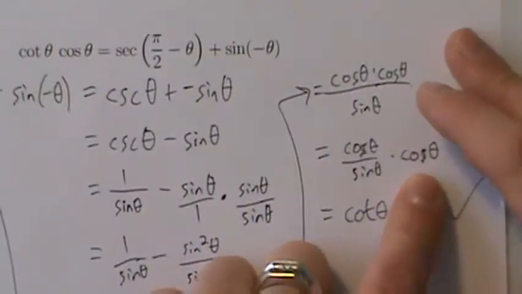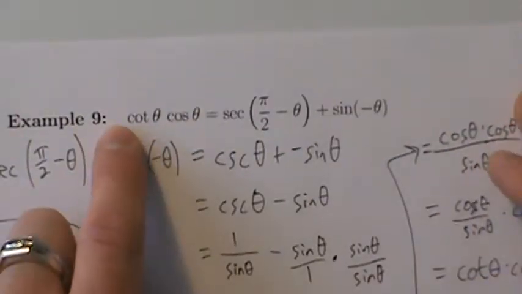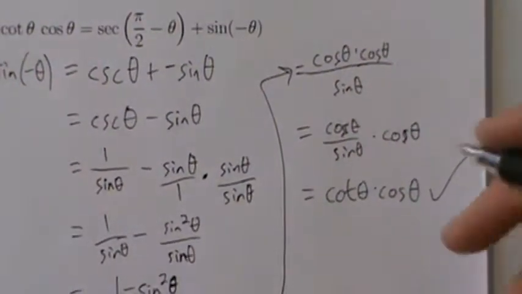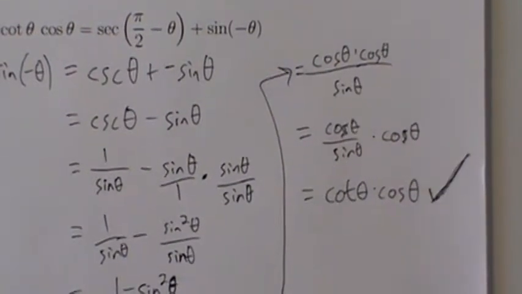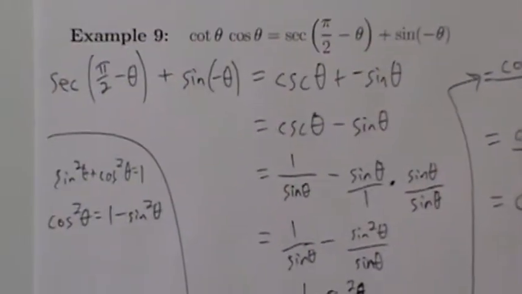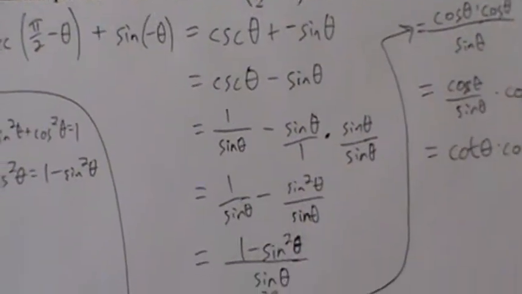And then what's left? Cosine over sine. Well, that is cotangent. That's exactly what we wanted. That's great. That's just how we think about it with those steps. Anyway, check mark. We're good to go. That's example 9. Example 10 coming up next.